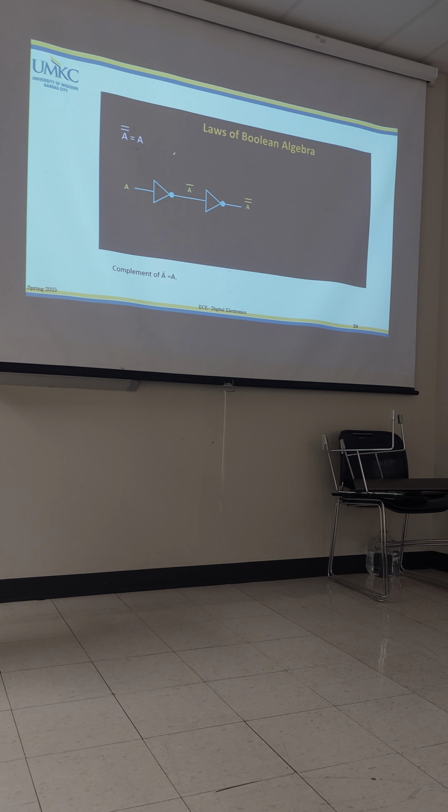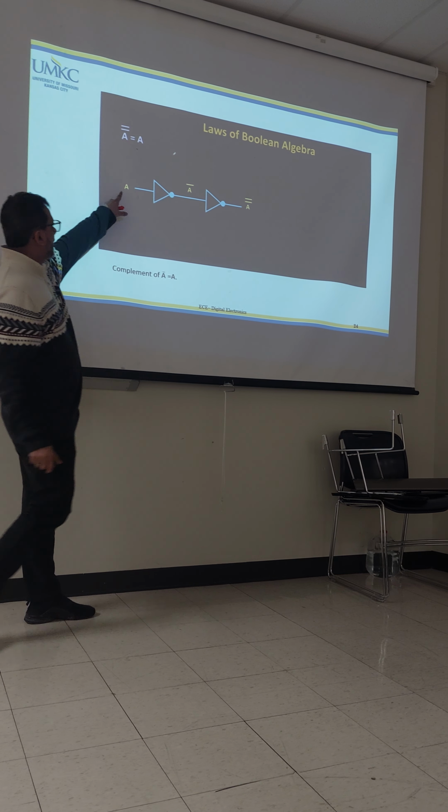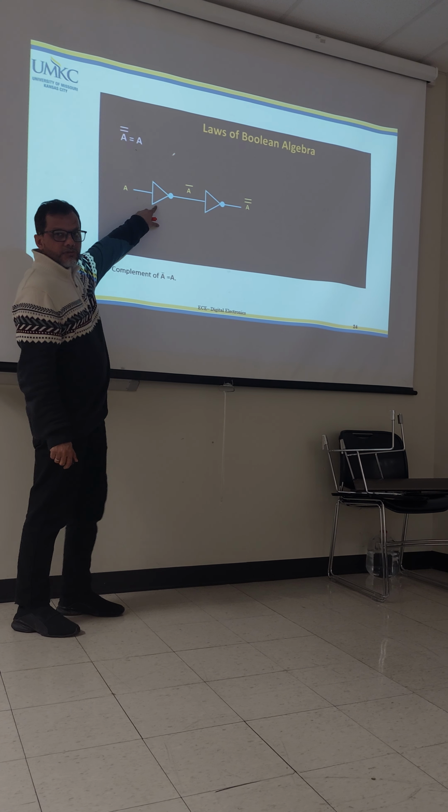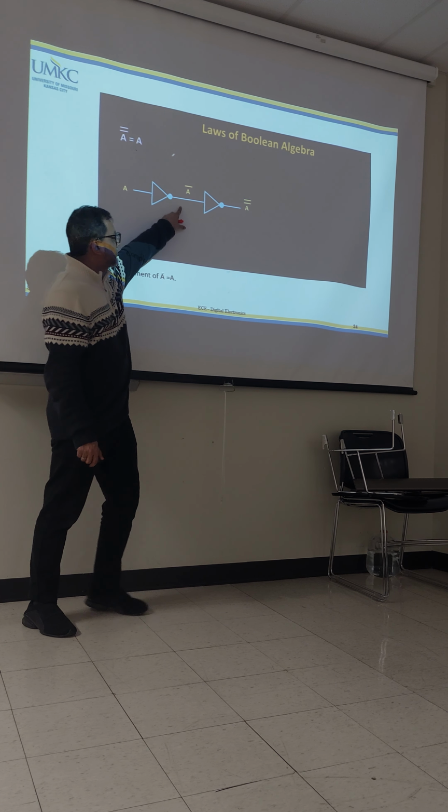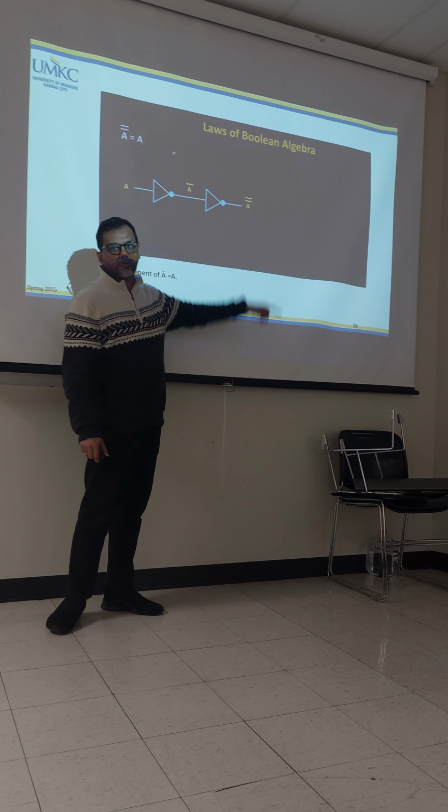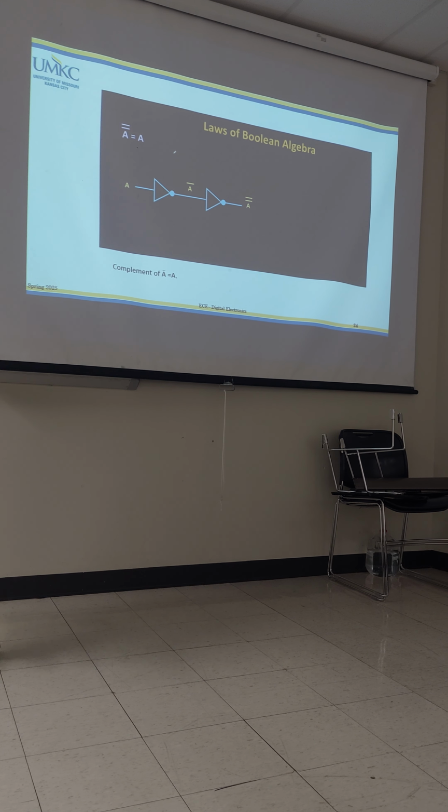Then we have this complement. If we have a double complement, it will give you the same result, the normal value. Because if you give A to the inverter, it will give you A bar. Then if you give it to the second inverter, it will be a double inverter. That means it will become A as a normal input.